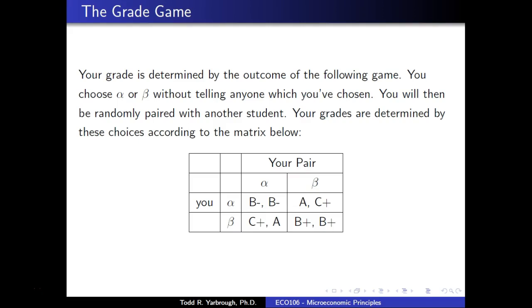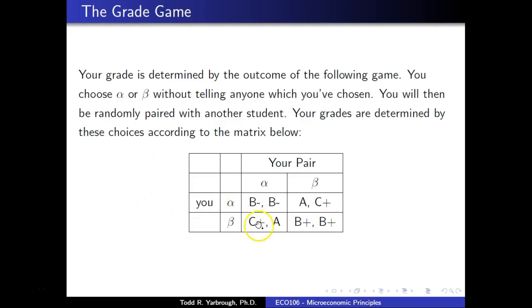And again, remember the idea behind the grade game is that I'm going to be randomly paired with someone else, and then our joint decisions are what determine our actual grades. So in this scenario, what I ask myself is: if I think my random pair is going to pick alpha, what do I want to pick? And if I think my random pair is going to pick beta, what do I want to pick?